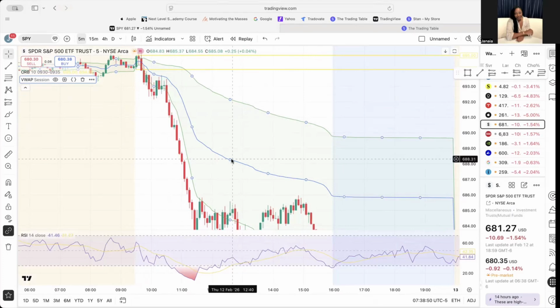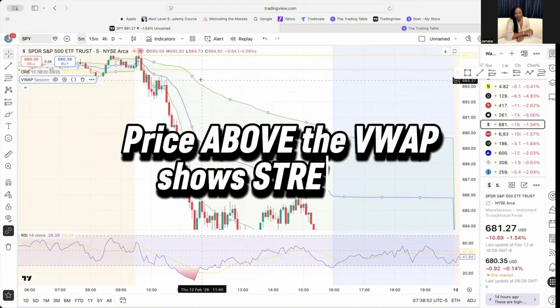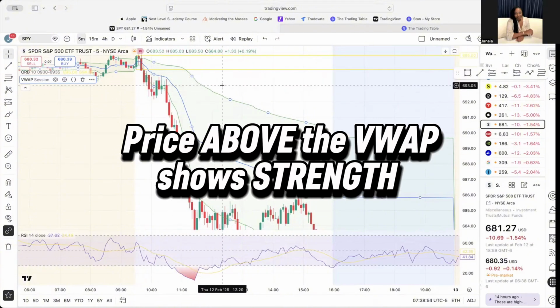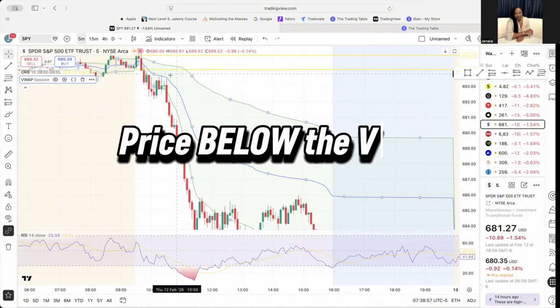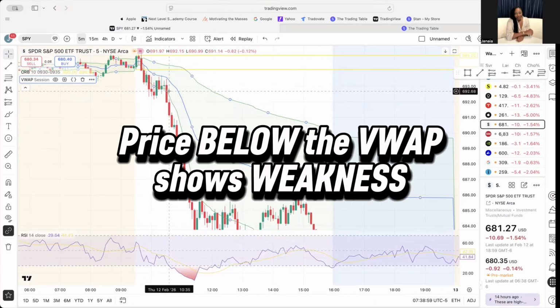So why do I use it? Price trading above the VWAP shows strength. Price trading below the VWAP shows weakness.